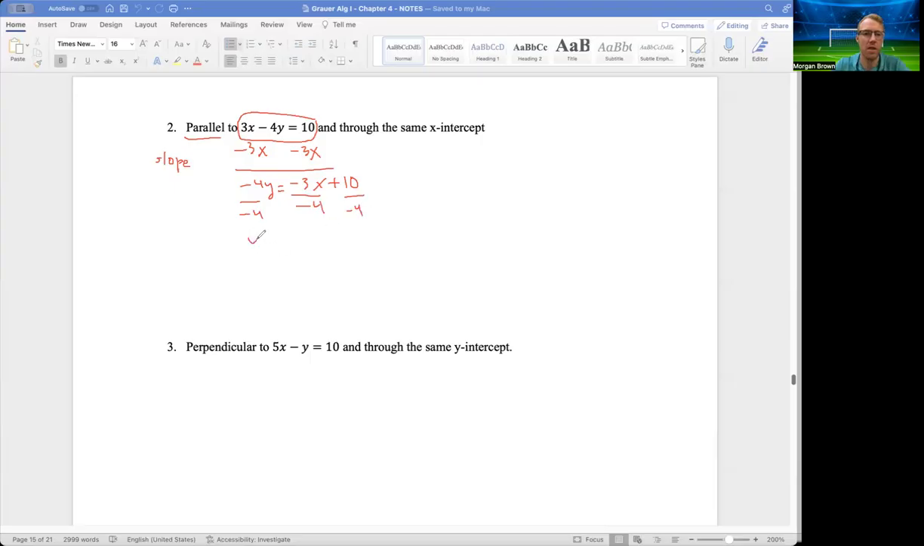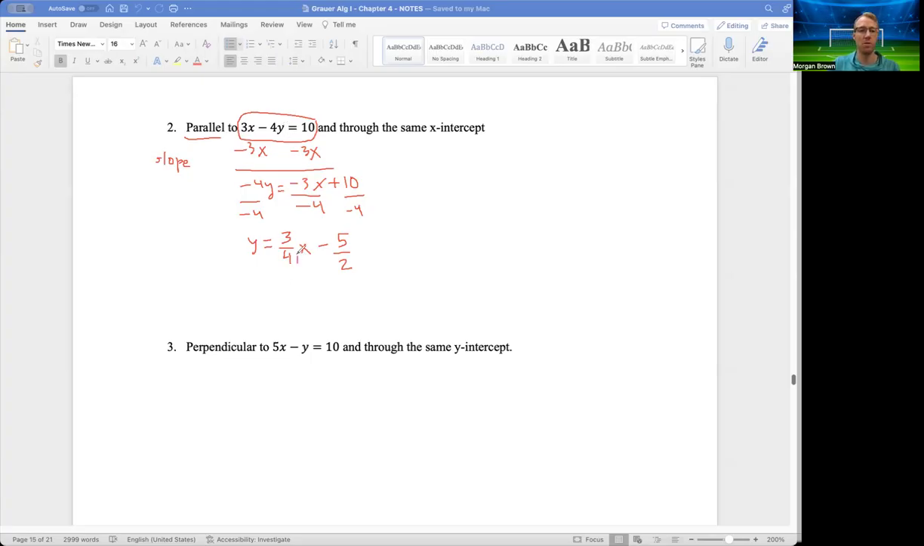Okay, so now my line is y equals, the negatives cancel out on the 3 and the 4, so I just have 3/4 x. Here, 10 over -4 will reduce to -5/2. So this is not my answer. This is just rearranging the line that they gave us. Then I want to be parallel to it.